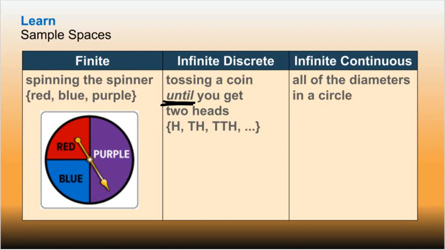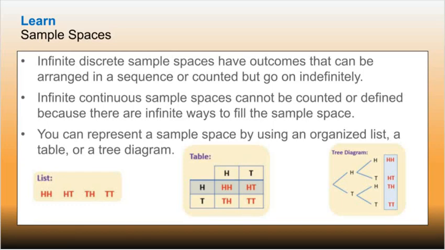And infinite continuous means all the diameters of a circle. That's an example. So this one, you keep going, there's no ending. You end whenever you want to end, but there is no ending for that sample space. Infinite discrete sample spaces have outcomes that can be arranged in a sequence or counted but go on indefinitely. Infinite continuous sample spaces cannot be counted or defined because there are infinite ways to fill the sample space.